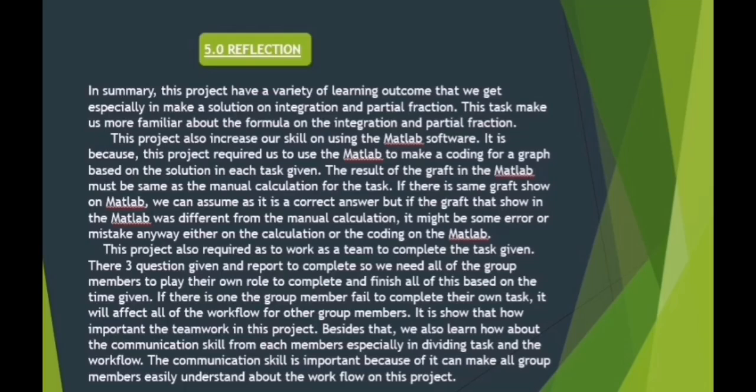Alright, so after that, this project also requires us to work as a team to complete the task given. There are 3 questions given and the report to complete, so we need all of the group members to play their own role to complete and finish all this based on the time given. Besides that, we also learn communication skills from each member, especially in dividing tasks and the workflow. Communication skill is important because it can make all group members easily understand the workflow of this project.